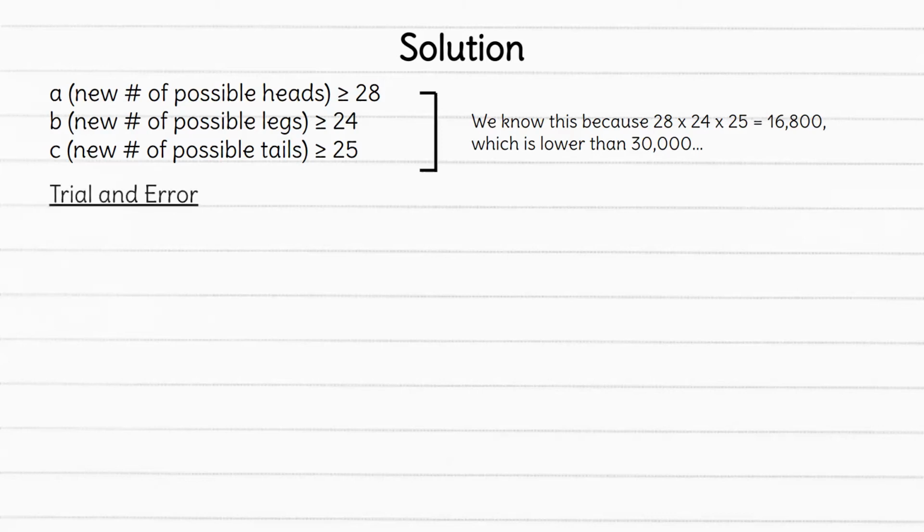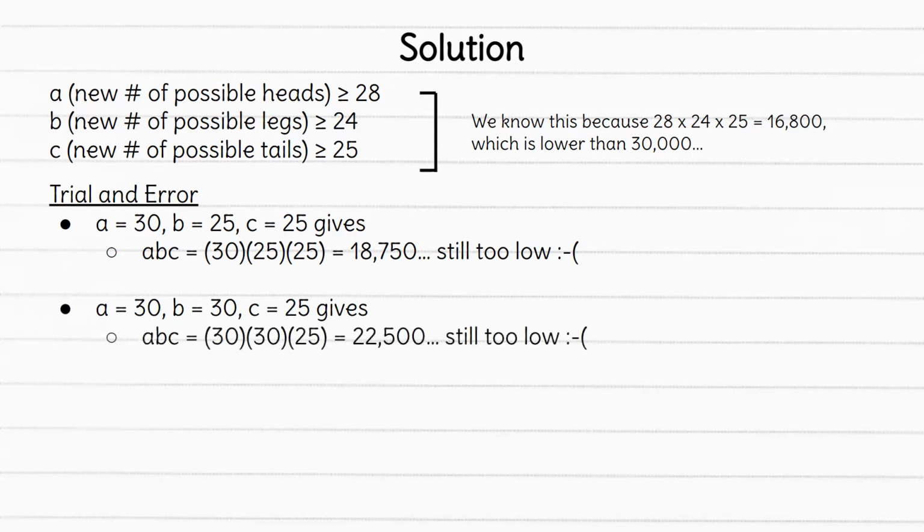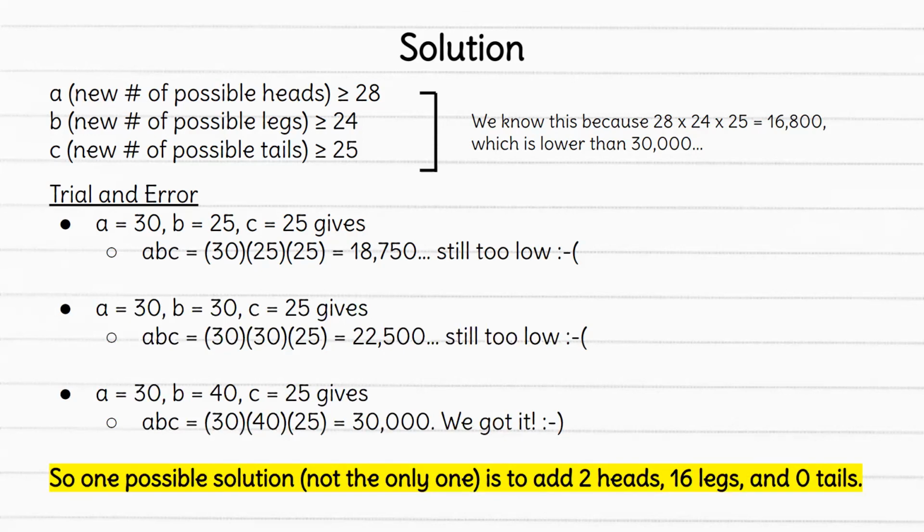Now with these numbers, we can do some trial and error. What if A was 30, B was 25, and C was 25? This gives us 18,750, but it's still too low. How about A as 30, B as 30, and C as 25? It gives us 22,500. Nope, still too low. Now, how about A as 30, B as 40, and C as 25? We got 30,000. Awesome. So one possible solution, and please note that this is not the only one, is to add 2 heads, 16 legs, and 0 tails.